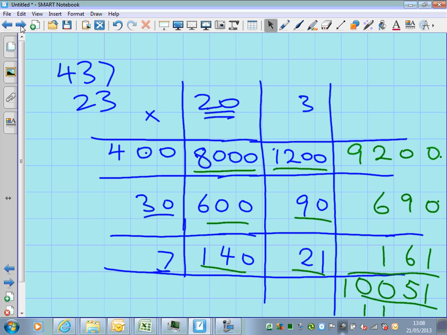If you're not sure you follow the method, rather than me doing several more examples, why don't you just rewind and play the examples again, just to give yourself another look.